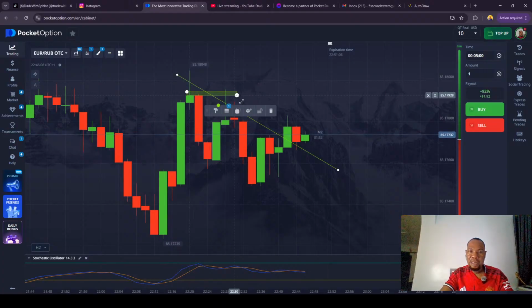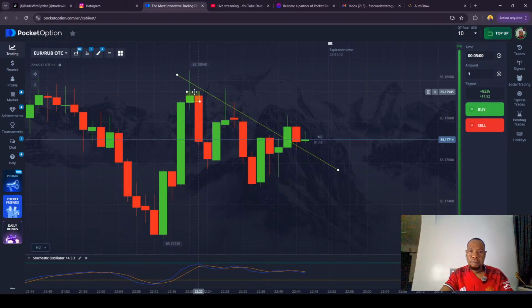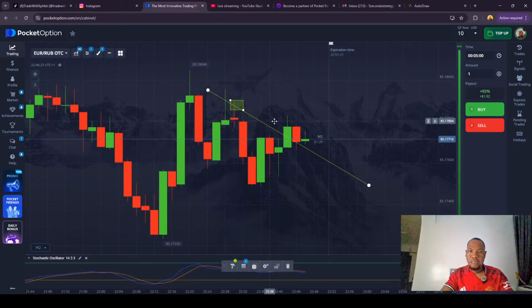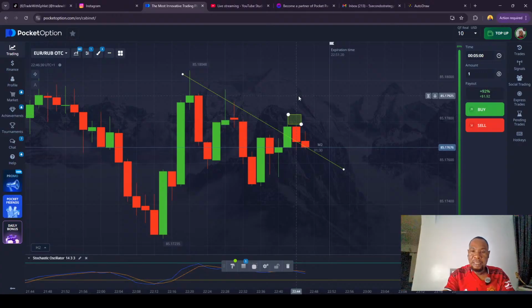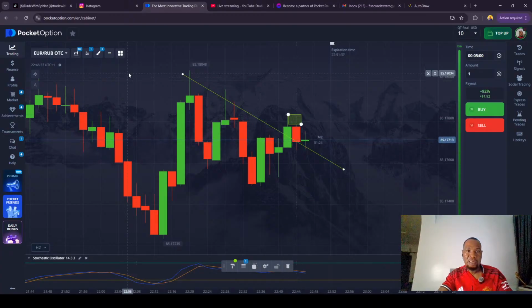Look at the high, the next high is this, and the next one is this. So the next one is this. So I think we get the point. We now understand support, resistance, and we also understand trend.